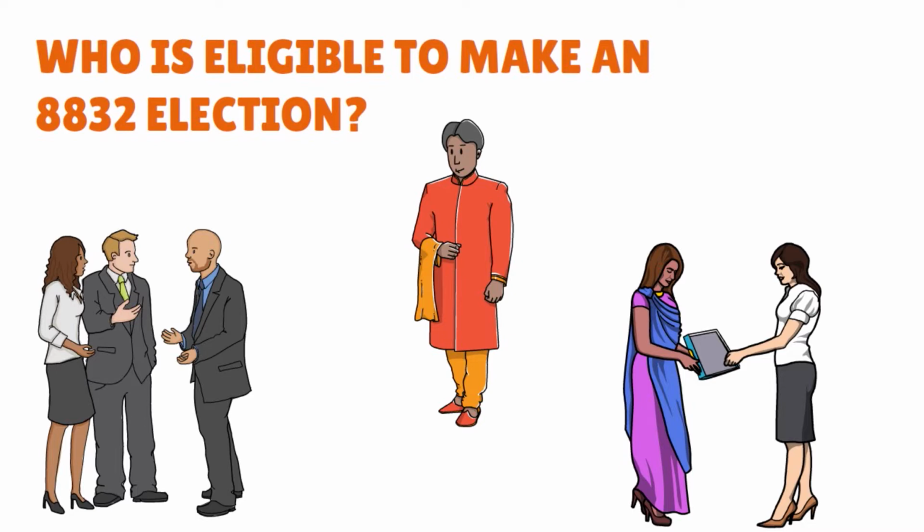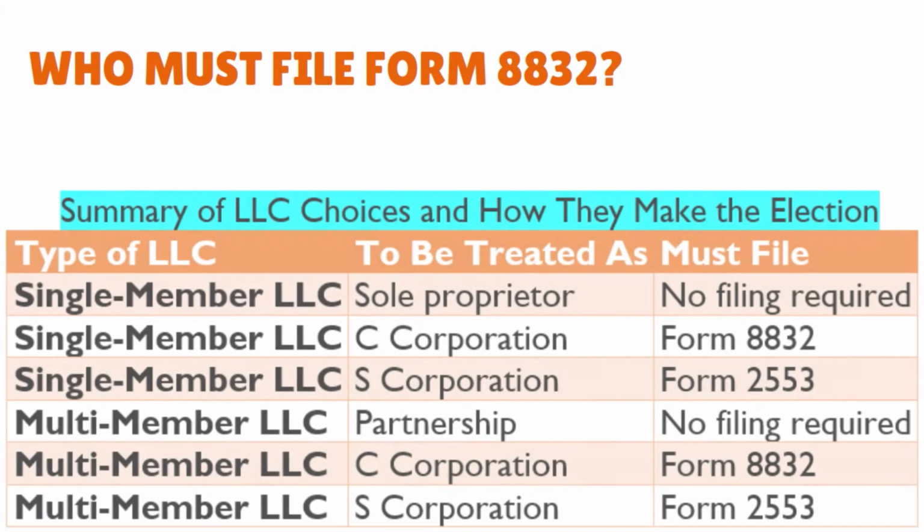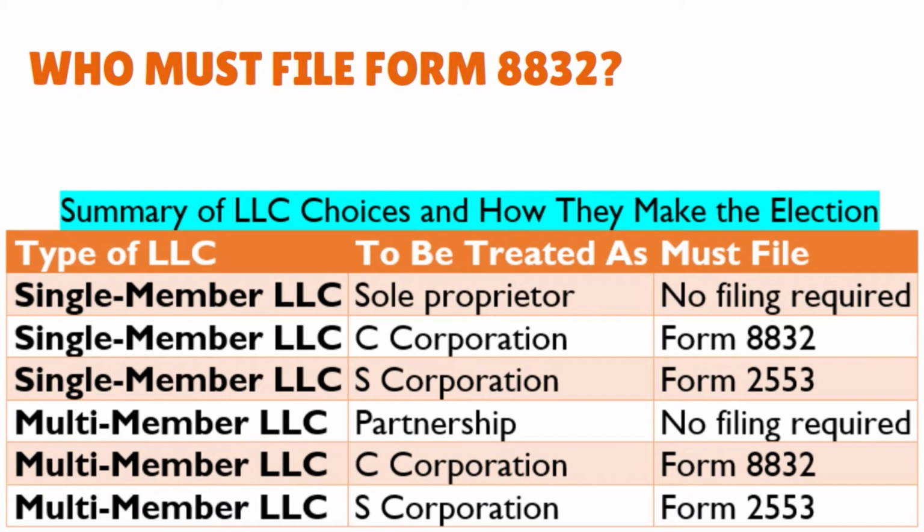One thing that you also need to understand is who must file Form 8832. An LLC that elects to be treated as a C corporation must file 8832. A single member LLC wishing to be treated as a sole proprietor, or a multi-member LLC wishing to be treated as a partnership, does not have to file any form because these are the default treatments. Any LLC wishing to be treated as an S corporation should file Form 2553 instead of Form 8832.